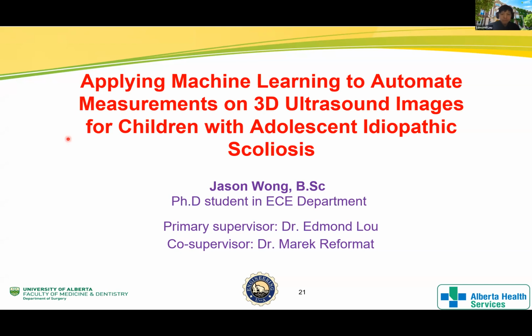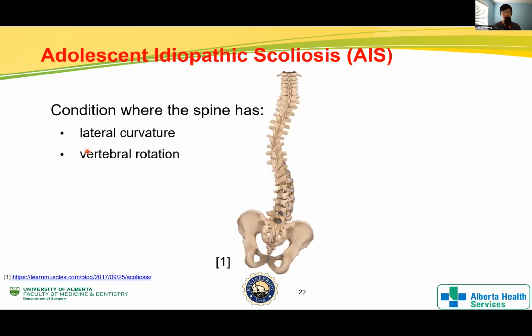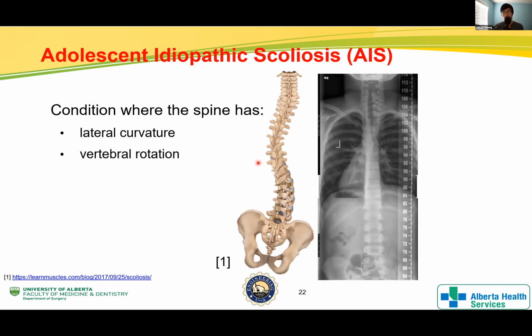Yeah, so as Dr. Lau said, I'm here to present on my research in applying machine learning to automate measurements on 3D ultrasound images for children with adolescent idiopathic scoliosis, or AIS as we typically call it. AIS is a condition found in adolescents where their spine has a lateral curvature coupled with a vertebral rotation. You can see in the middle image here a model of a spine with scoliosis. The spine isn't straight, and particularly in the lower region, the vertebrae themselves are rotated a bit to the left.